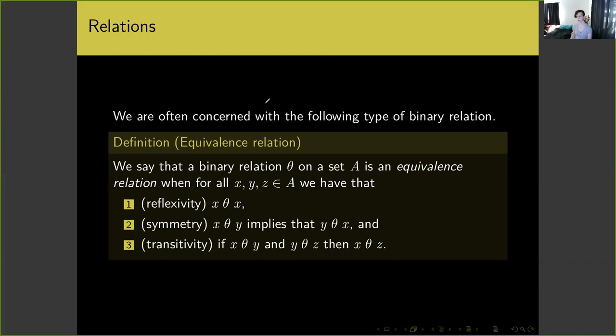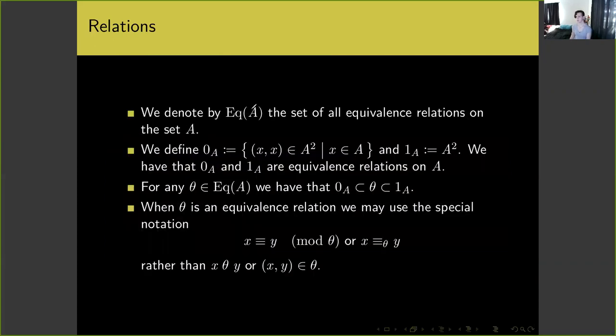If these three properties hold for a given binary relation theta, that relation is called an equivalence relation on the set A. So we're going to denote by Eq(A) the set of all equivalence relations on the set A. We're going to define 0_A to be the set of all pairs (x, x) so that x is in A, and 1_A to be just A squared. So 0_A and 1_A are equivalence relations on A, and it's fairly direct to verify that those satisfy those three axioms of reflexivity, symmetry, and transitivity that I mentioned before.